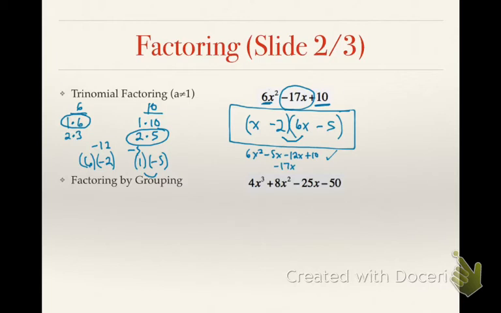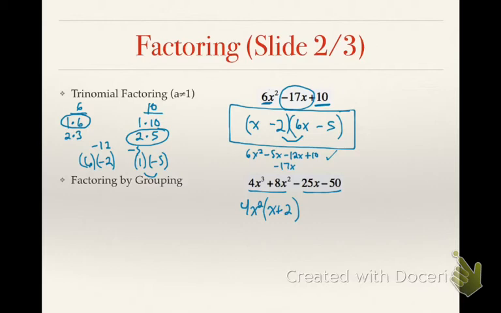Now let's look at factoring by grouping. When you factor by grouping, typically you're going to have 4 terms. What you want to do is group a pair of 2 together and find the common factor of the pair. So if I look at the 4x cubed and the 8x squared, I notice they have a common factor of 4x squared. And when I take a 4x squared out of just those 2 terms, I'm left with an x plus 2.